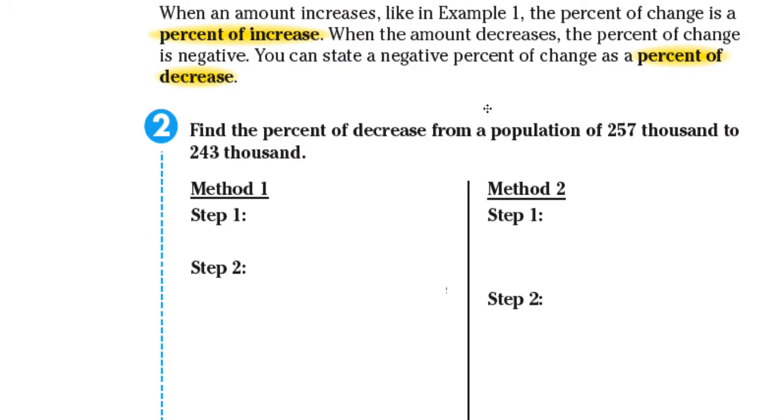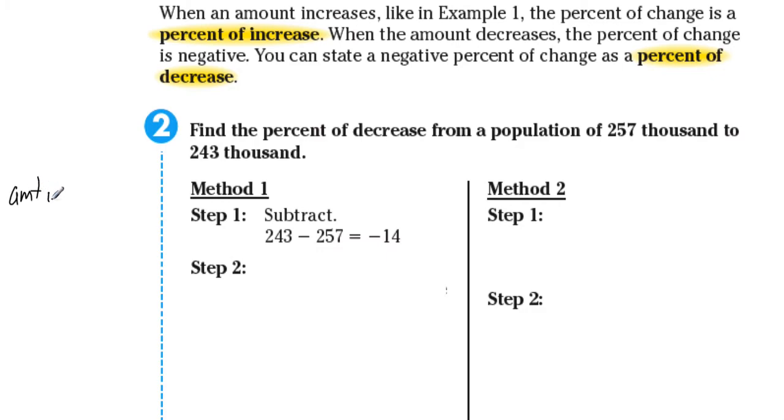Find the percent of decrease from a population of 257,000 to 243,000 using method 1. Okay, we subtract 243 minus 257 will give us negative 14. That tells you right away when you have a negative answer, it's a percent of decrease. Okay, so method 2, remember our formula.